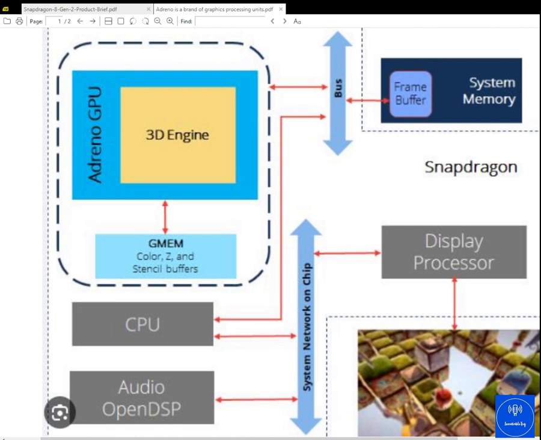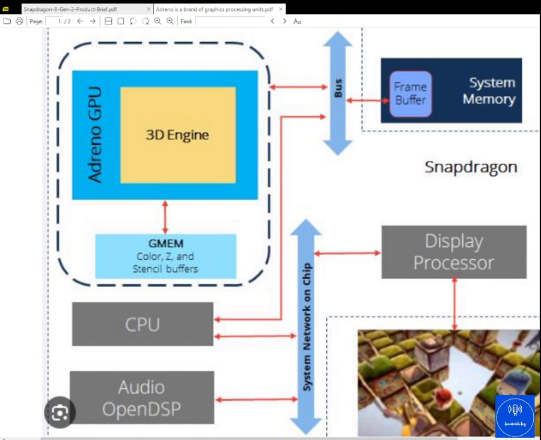Now, I want to take you through how the GPU works. If you look at the diagram that I have for you on the screen, we have the CPU, which is the main processor. And also remember, graphic processing unit is also a chip by itself. It is a processor by itself. It is a form of a CPU, if I may say so. As you can see, we are able to see the dotted line encircling the Adreno GPU.